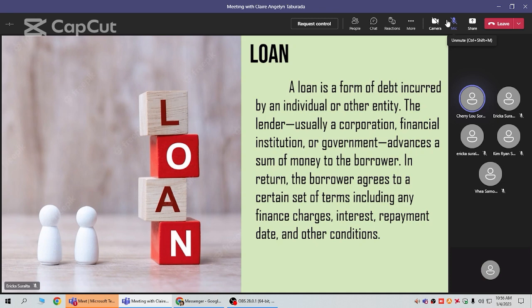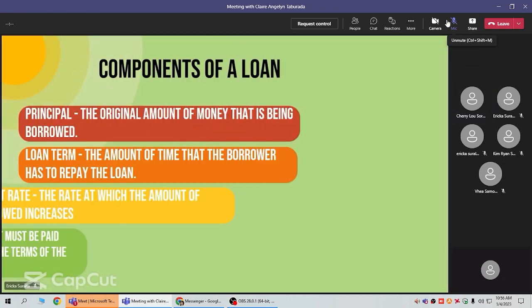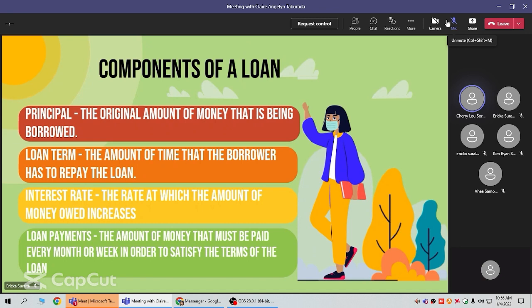So next slide, please. So in loan, there are components. The components of loan, first is principal. This is the original amount of the money that is being borrowed. Ang original amount sa money nga giborrow sa borrower. So next is loan term. The amount of time that the borrower has to repay the loan. Kani ang pila ka years ipasulod ang na-borrow nga money ni borrower.